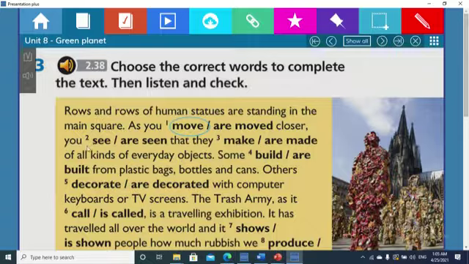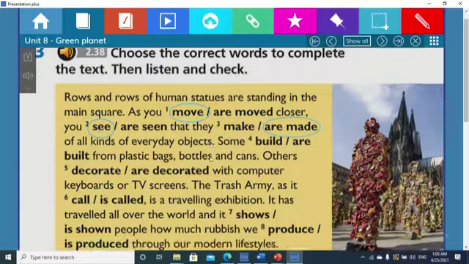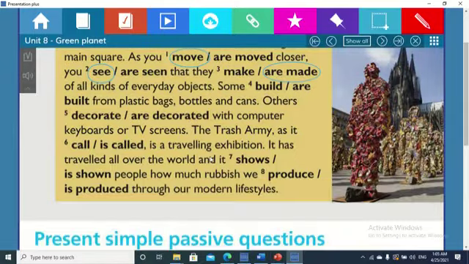Closer, you see. Of course, again, you are the doer of the action. Of all kinds of everyday objects, they are made. These things are made. They don't make, they are made of all kinds of everyday objects. So, stop here. Try to choose between active and passive. Of course, you can read the text by yourself. Stop here and choose.